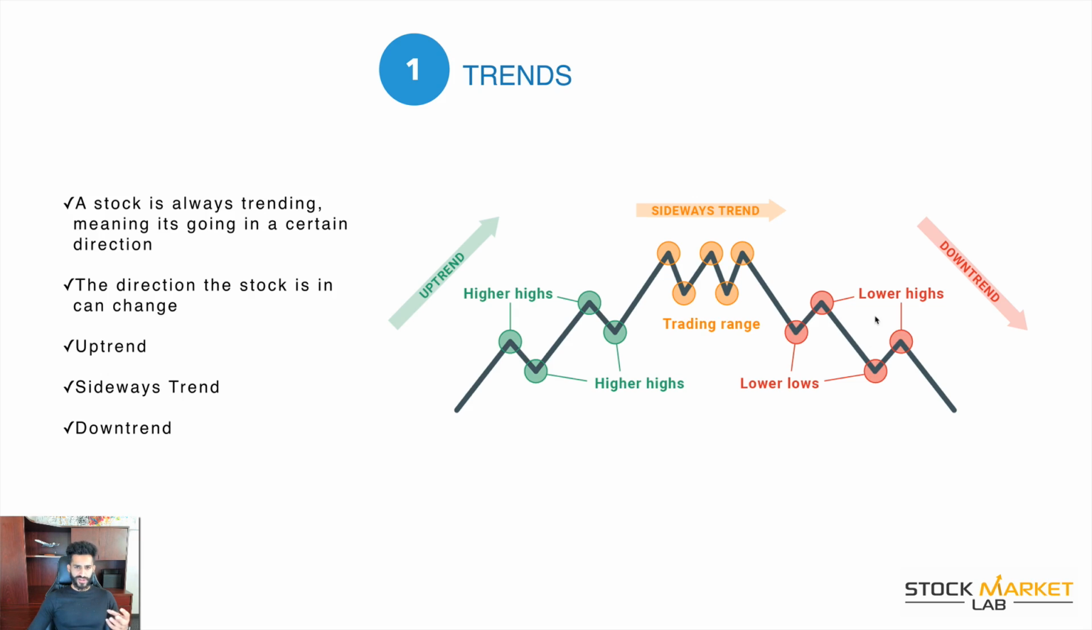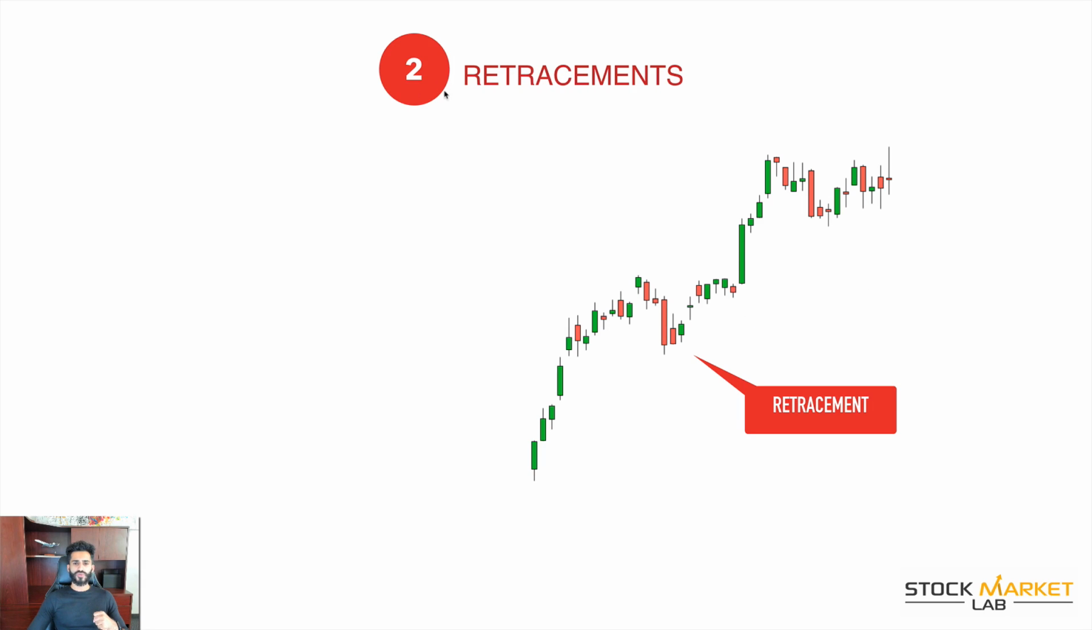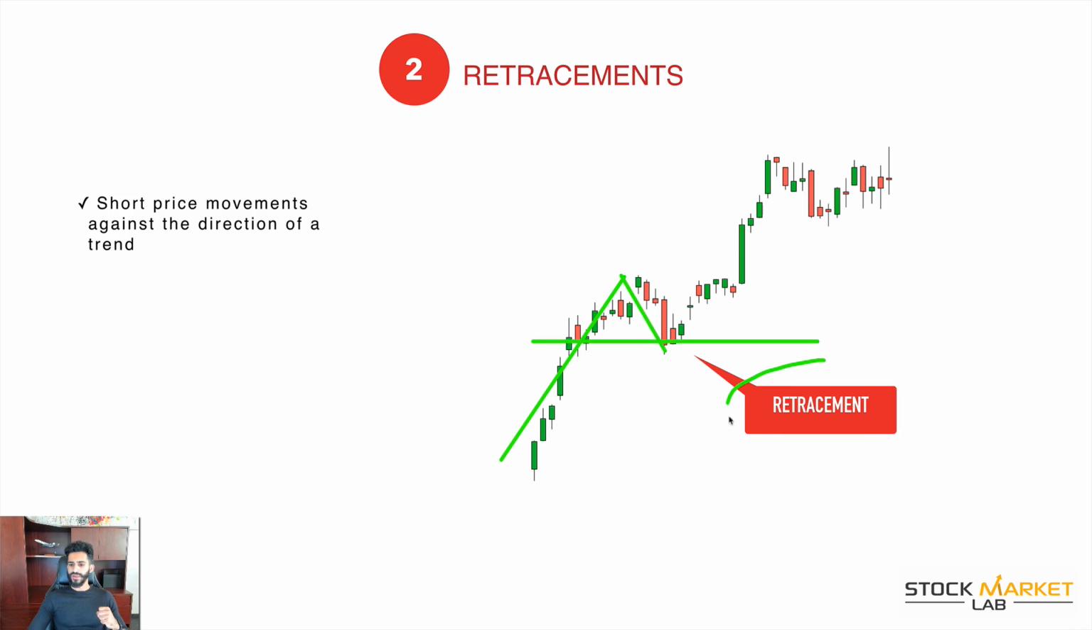Now, besides trends, besides knowing the direction the stock is in and understanding that, the second chart phase we have is something called retracements. So what are retracements? Retracements are short price movements against the direction of a trend. So in this situation, the stock is going in an uptrend. We see a retracement. We see this. This is called a retracement. This is called a pullback.